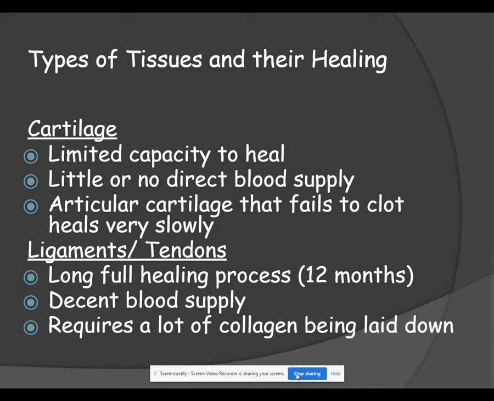A ligament or tendon. So this is traditionally about a full healing. It could be up to 12 months. There's a decent blood supply. But with a strong pull on a tendon, you can't work on it or work with it for about 4 to 5 weeks to get it strong again.